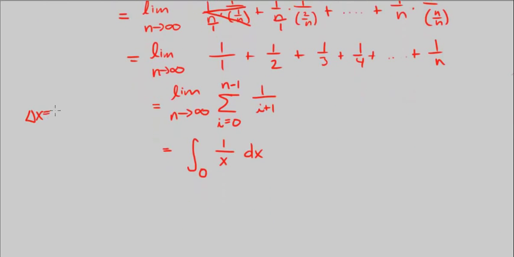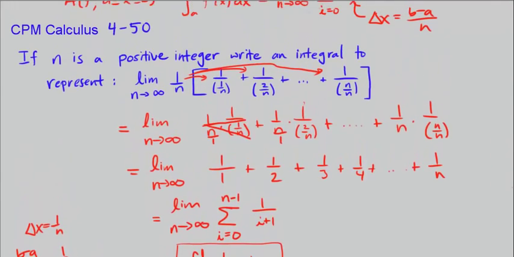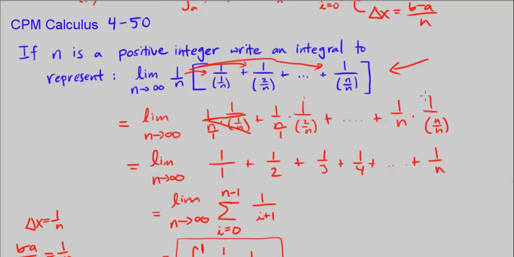So on the side here, I'm going to say delta x is 1 over n, and that's b minus a over n is equal to 1 over n. And if I know a, our starting point, is 0, so I know b minus 0 over n is equal to 1 over n. I can multiply both sides by n to get rid of those n's, and I know b minus 0 is equal to 1, so b has to be 1. So my stopping index, or boundary, is 1. Okay? So I can go ahead and box this now, because this is the integral representation of this given Riemann sum, or sequence of numbers.